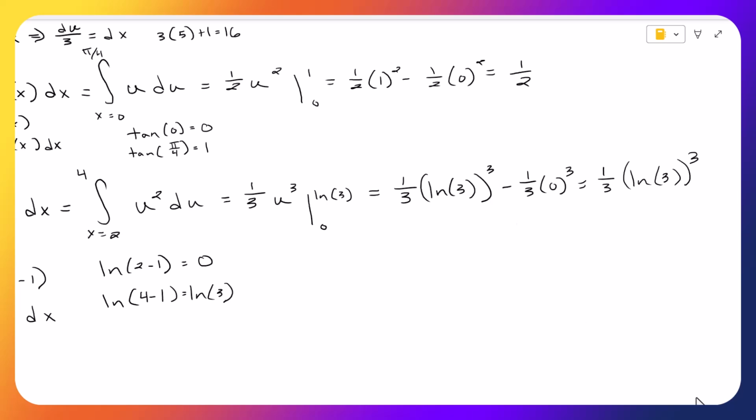And that is all the examples I wanted to go over with u-substitution. Although I am going to make another video that's going to go over an FRQ, go over more integration by substitution, because this is a very powerful tool, and we need to know how to do it a lot for our integrals. So thank you for watching.